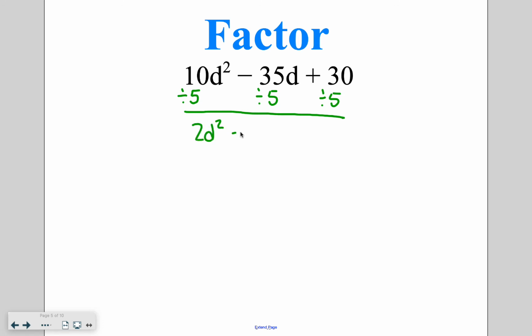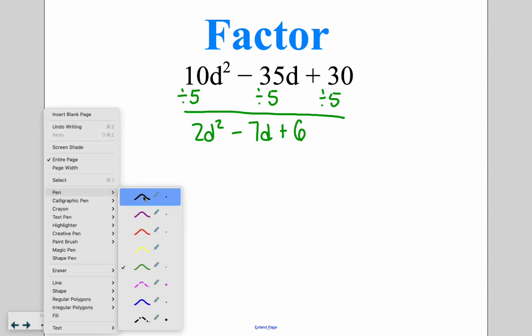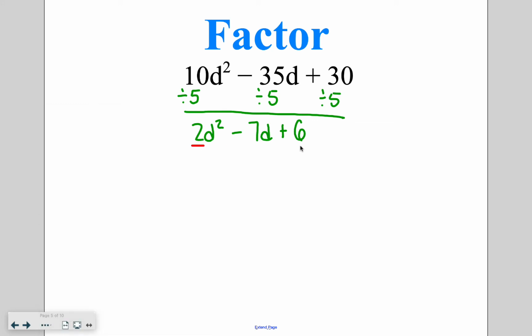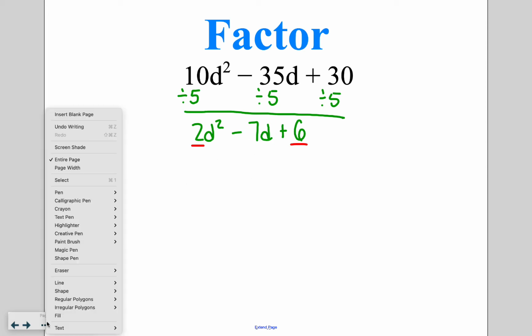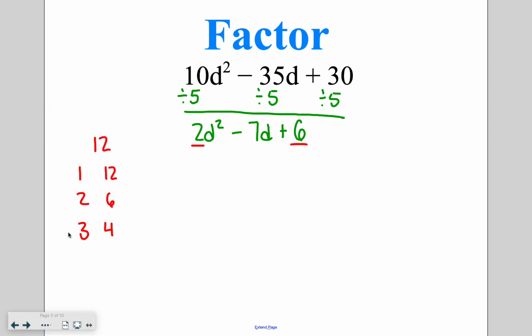So 2d squared minus 7d plus 6. Now I'm going to go through and do my multiplication of 2 times 6, which is going to give me 12. So my factors are 1 and 12, 2 and 6, 3 and 4. And I'm looking for something that's going to get me to negative 7, which in this case is going to be a negative 3 and a negative 4.